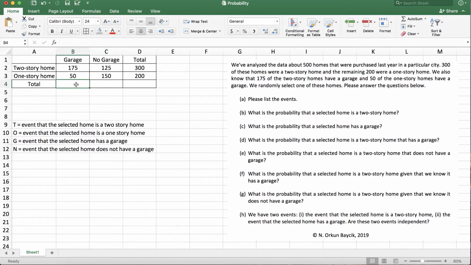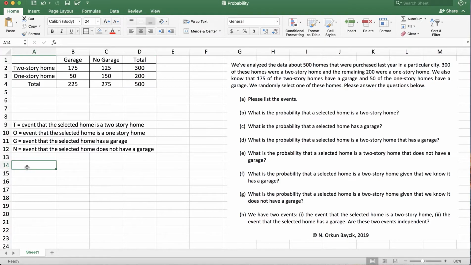Okay? So total number of homes with a garage will be equal to 175 plus 50. And the number of homes without a garage will be 125 plus 150, and the total number of homes is equal to 300 plus 200, which is equal to 500, as we would expect. Okay, so I listed and summarized every single number that I already know. Okay, and these will be very helpful to answer these questions.